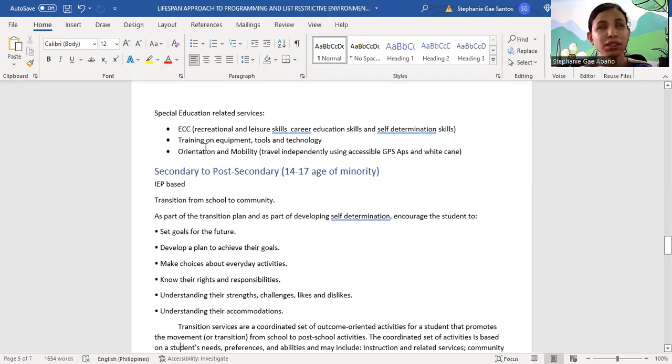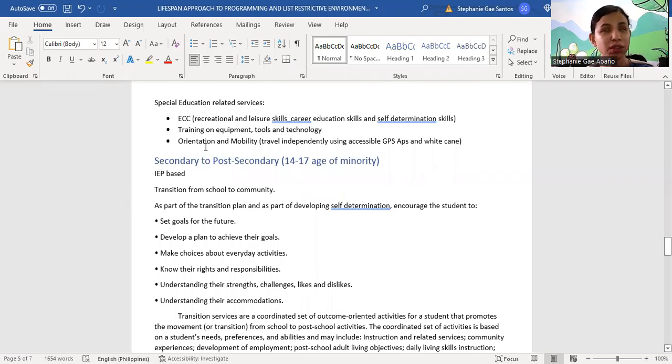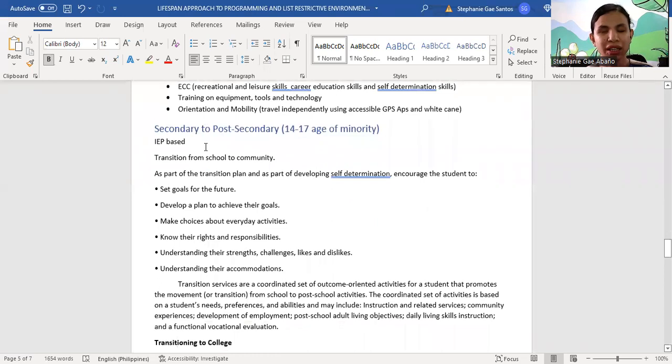In terms of transition, transition services are a coordinated set of outcomes-oriented activities for a student to promote the movement from school to post-school activities. The coordinated set of activities is based on a student's needs, preferences, and abilities, and may include instruction and related services, community experiences, development of employment and other post-school adult living objectives, daily living skills, and functional vocational evaluation. So that is the concentration of the transition plan in terms of different services. It is still more community-based or employment-based.